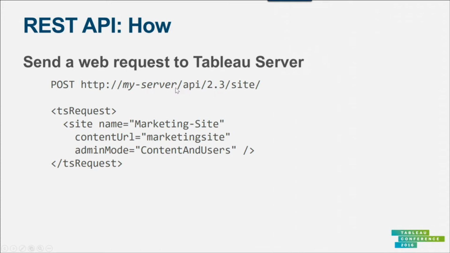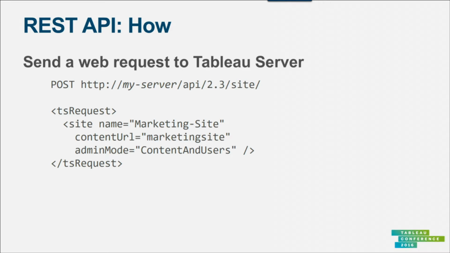So to give you an idea, if you send this XML block to this URI, notice that this is the API 2.3 sites endpoint, there should be an S on the other side, on your Tableau server, and you send that request as a post verb, it will create a new site called marketing site. So you send this content to that endpoint on your server as a post request, and you'll get a new site.